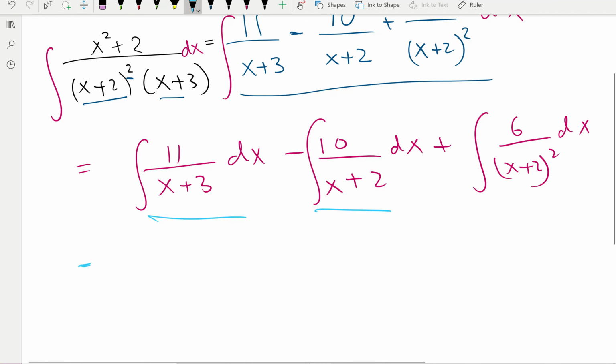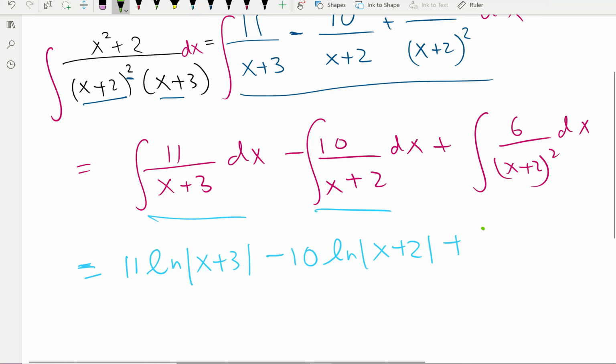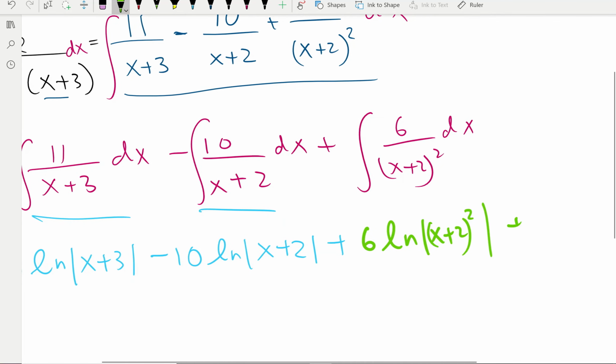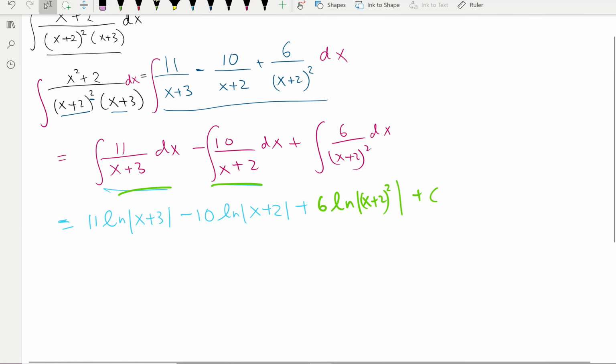So if you integrate 11 over x plus 3, it's going to be 11 natural log absolute value of x plus 3, right? We already know that. Here minus 10 natural log absolute value of x plus 2. Oops, absolute values, okay? Plus here, yes, it's going to be natural log of x plus 2 squared, right? Because it looks like previous integrals that we have. Okay, so is that correct? That's the biggest question mark.